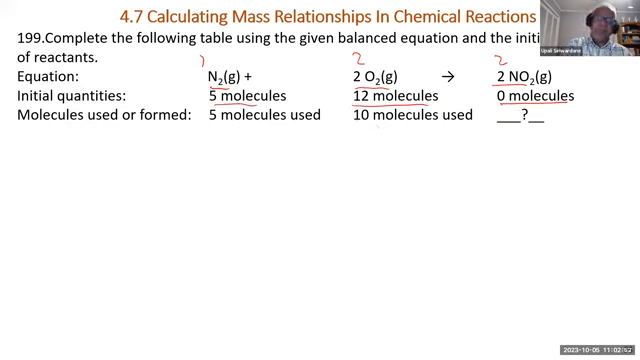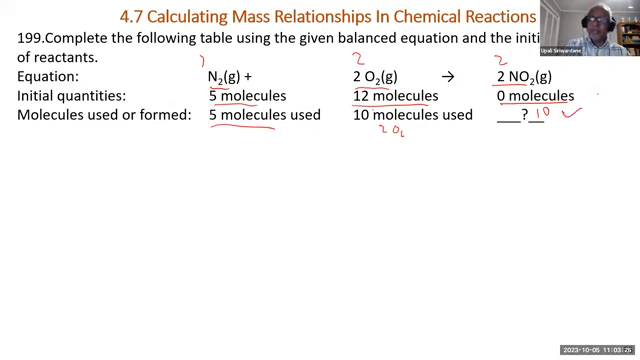So in this case, 5 molecules require 10. Therefore, 10 out of 12 is used. Therefore, 2 molecules of oxygen remain in excess. So how many of the 5 molecules are used? When you use 5 molecules, there will be 10 molecules produced because 1 times 2.